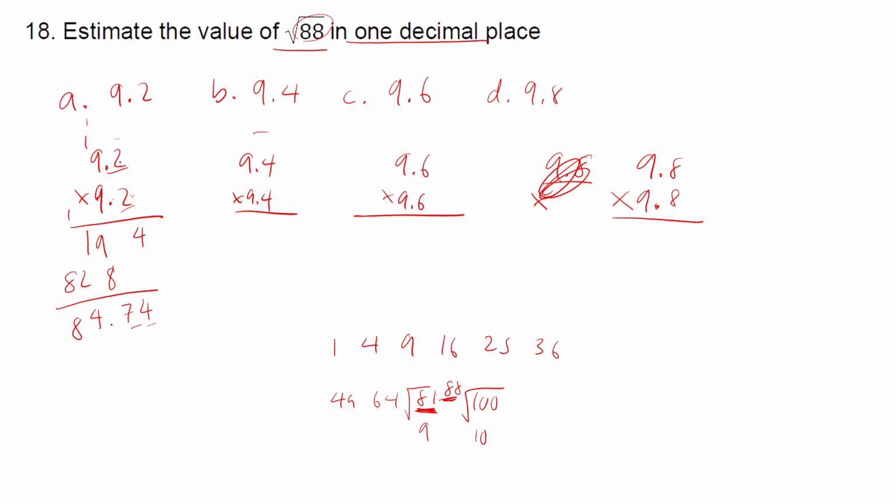1, 2. So it's 84.74. But we're actually looking for 88. That's still quite lower, right? Let's try the 9.4. Okay?